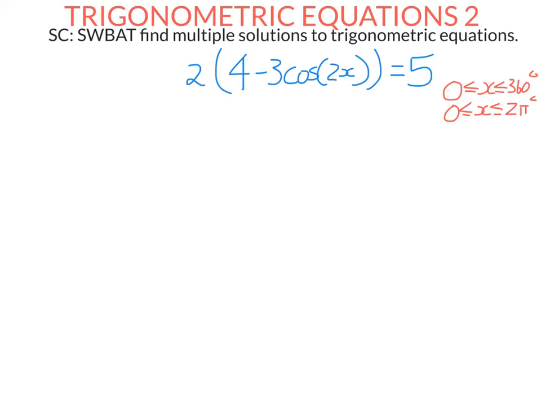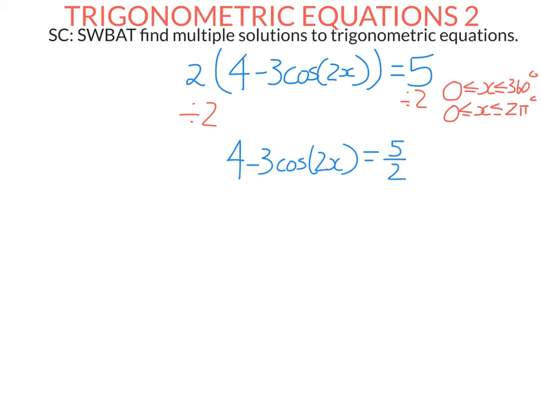The first thing I'm going to do is undo the timesing by 2 here by dividing each side by 2. If I divide each side by 2, I'm just left with what's in the brackets on the left-hand side. And on the right-hand side, we'd just be left with 5 over 2 or 2.5. Note, you could have solved this equation by expanding the brackets. Nothing wrong with that. I'm just doing it a different way.